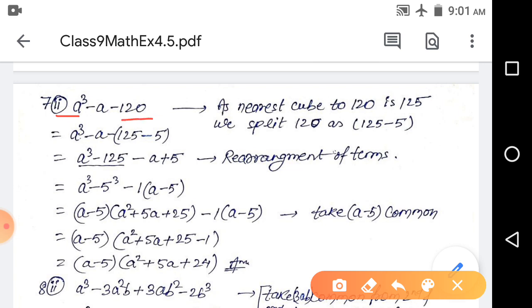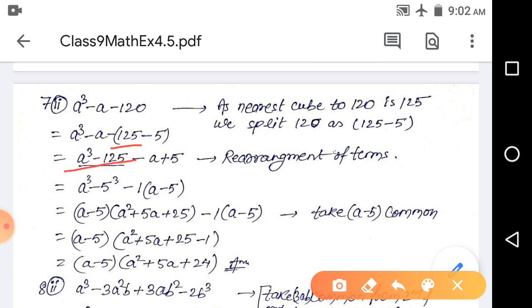125 is a cube, so the nearest cube to 120 is 125. As the term given here, 120, is not a perfect cube, the nearest cube is 125. That's why this 120 is split into two terms: 120 can be written as 125 minus 5. In the next line we have a cube minus a, and for 120 we write 125 minus 5. After breaking the bracket, this will become minus 125, so this one is a cube minus 125.